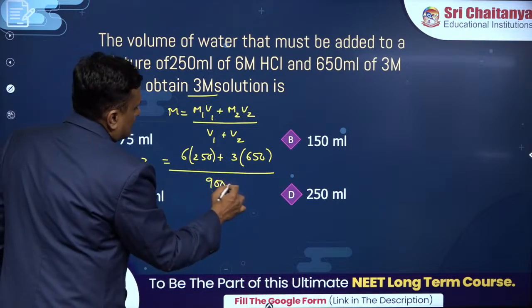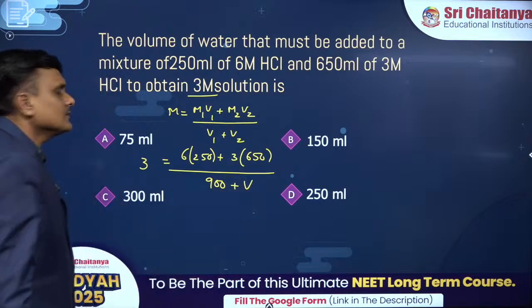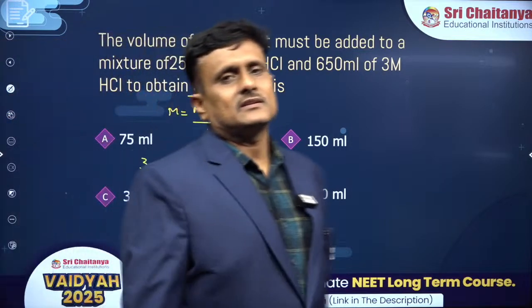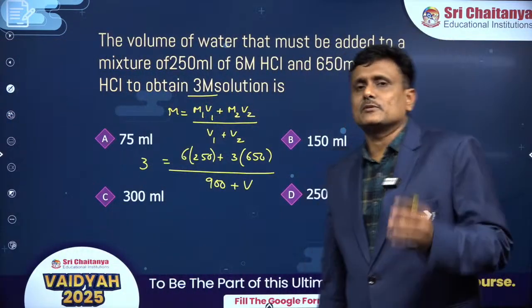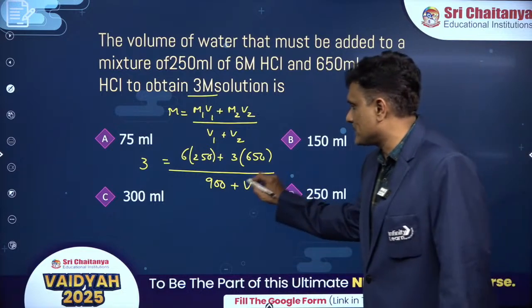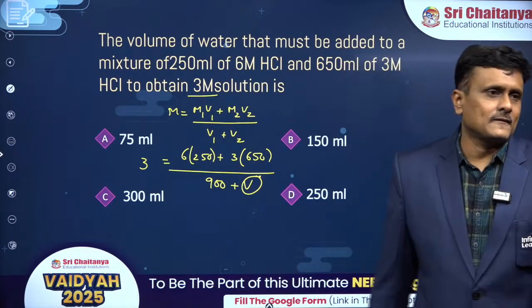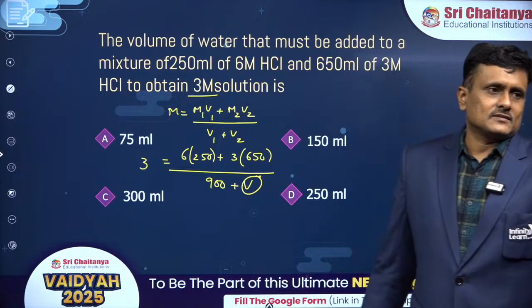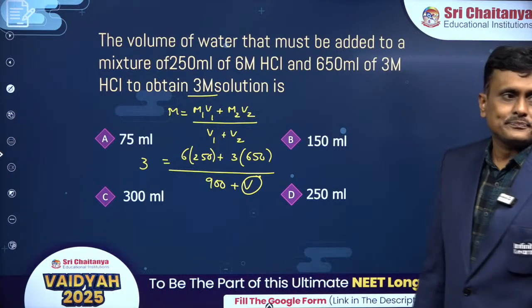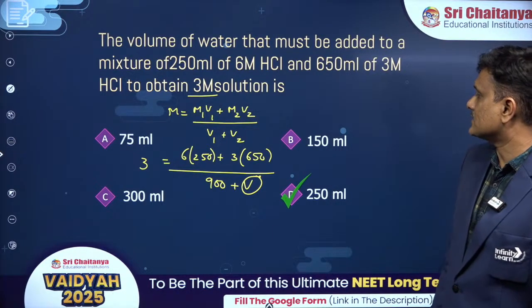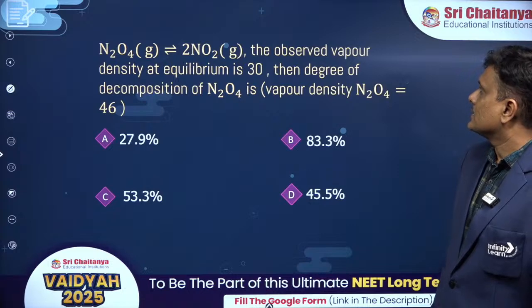But you have added some water also, isn't it? Water will not impact the concentration of H plus thoroughly because it's a weak acid. However, it will impact the normality of the overall solution. So you need to write it as B, and we can solve and get your answers, right? 250, that's brilliant.